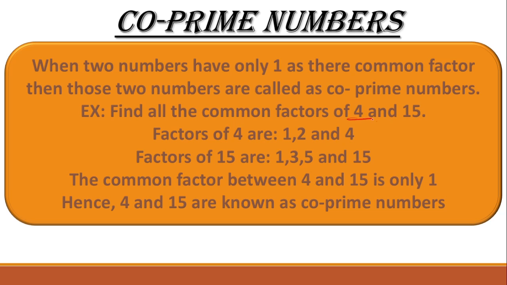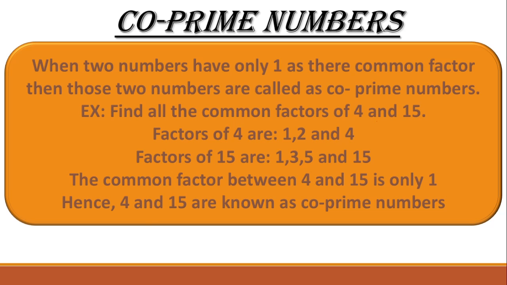Now let's see the factors of 4 and 15 as an example. The factors of 4 are 1, 2 and 4. The factors of 15 are 1, 3, 5 and 15. Now 2 and 4 are not there in 15, and 3, 5 and 15 are not there in 4. So these are not common. But only 1 is common here. The common factor is only 1. So hence 4 and 15 are called coprime numbers.